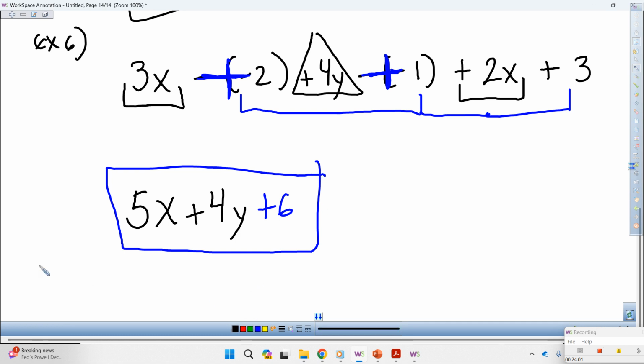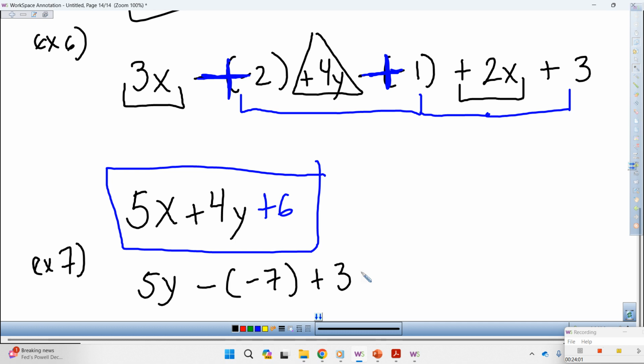Example number 7. Do this one by yourself. Here we go. Example 7. Let's do 5y minus -7 plus 3x plus -7 plus 5 minus -2x.